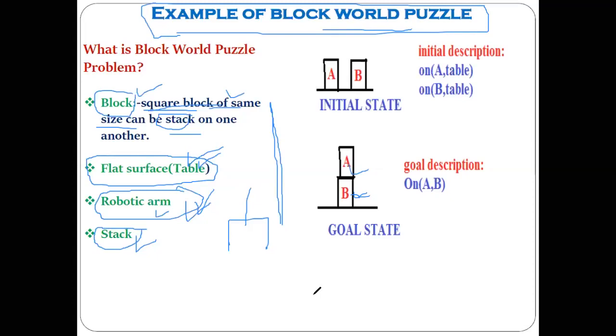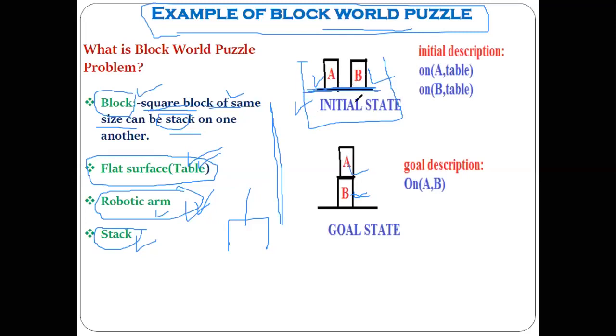Now, what exactly is this blocks world puzzle problem? That is the main thing, and that we are going to solve today. For example, we have been given this initial state. This is the table, and on this table two blocks are put, one is block A and another is block B. Now, how can the description of this particular initial state be written using the STRIPS language and the ADL language? That is the main point you should understand here.